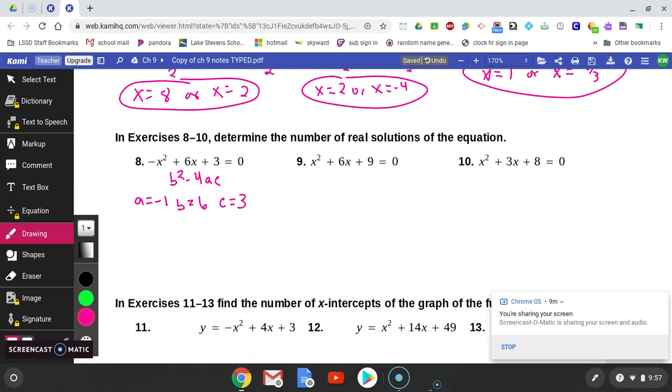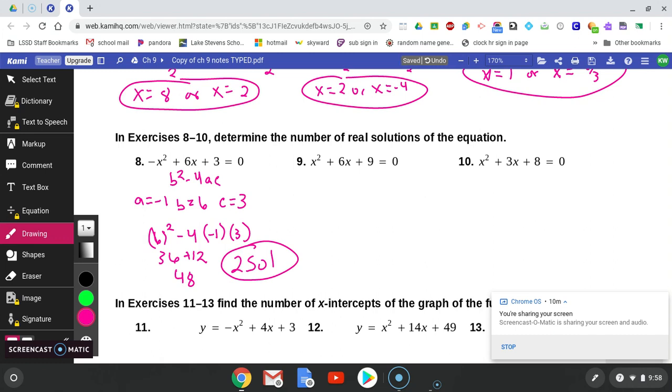And then just find the discriminant. So b squared minus 4 times a times c. So 6 squared is 36. Negative 4 times negative 1 is 4, times 3 is 12. So I have 36 plus 12, which gives me a positive number, so I know there are going to be 2 solutions.